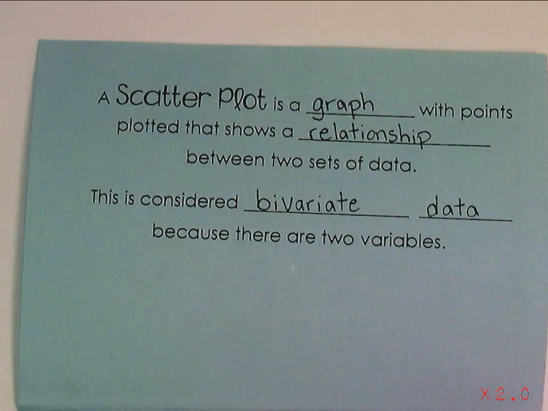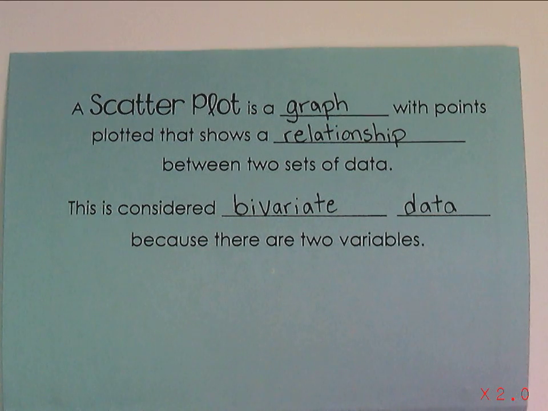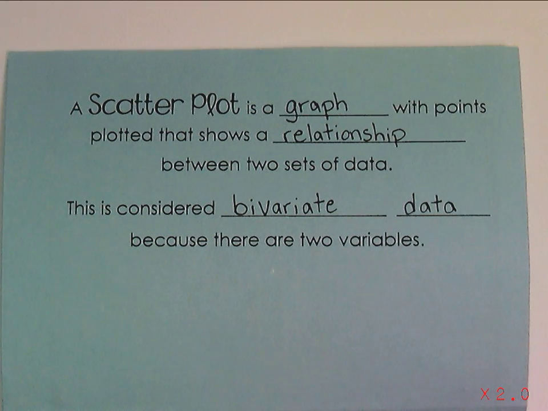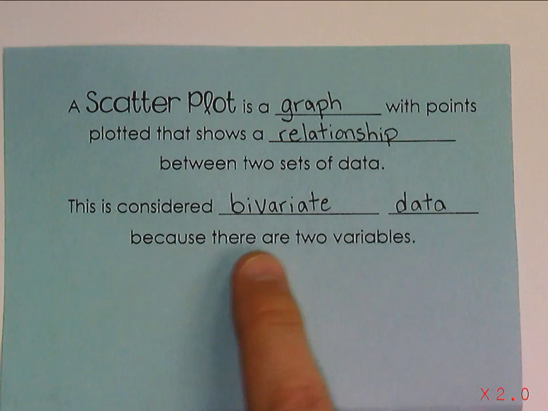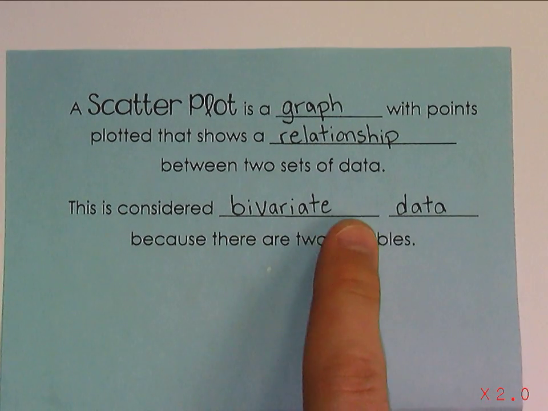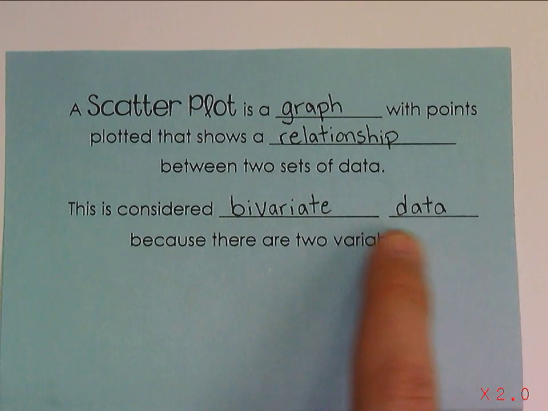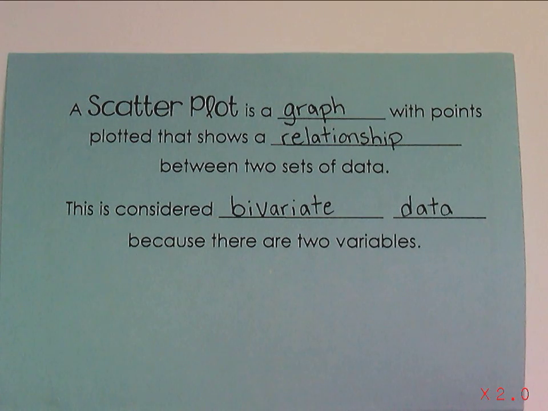So what it says here is a scatter plot is a graph with points plotted that shows a relationship between two sets of data. This is considered bivariate data because there are two variables. So if we break down that word bivariate, bi meaning two, variate meaning variables, two variable data, which we will get into here in a second.